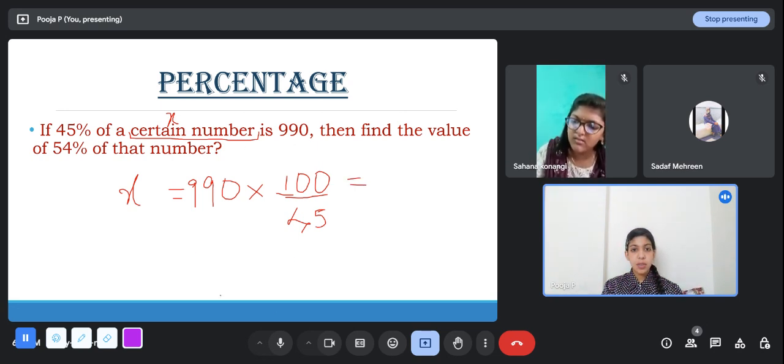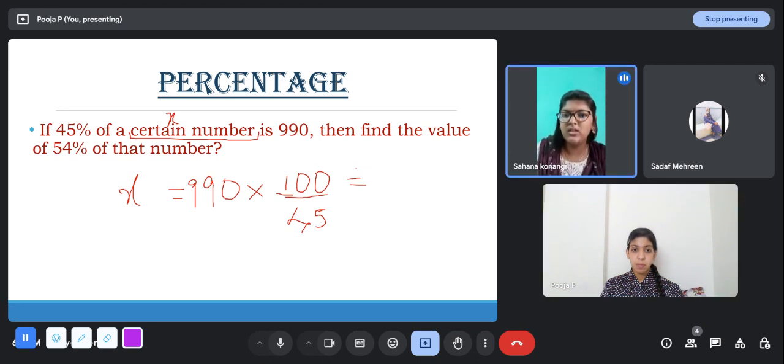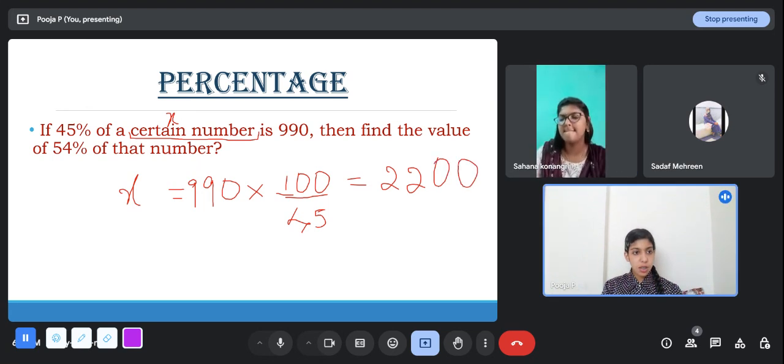See, this is where your divisibility test actually comes into picture. 5 can divide all these three numbers, so check out which two you want to divide, either 100 by 45 or 990 and 45 you want to divide. Again, if you use divisibility test, it'll make sense to you which one to use. 2200. Wonderful. So yes, it is 2200.